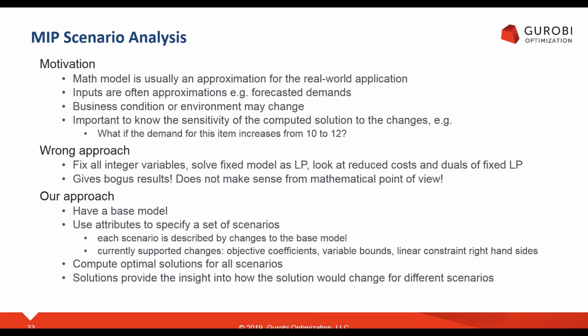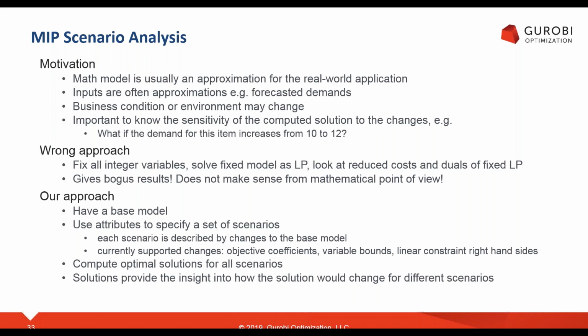So this question can be answered relatively easily if the problem is just an LP, because there you have reduced costs and duals, and those allow you to tell how sensitive the optimal solution that you have is in terms of model modifications. For integer programs, unfortunately, this does not work. So some people still use it, but that is actually a wrong approach. What they would do is they would fix all the integer variables to their current value. And then, of course, the remaining problem is just an LP that you can solve. And then this fixed LP has reduced costs and duals.